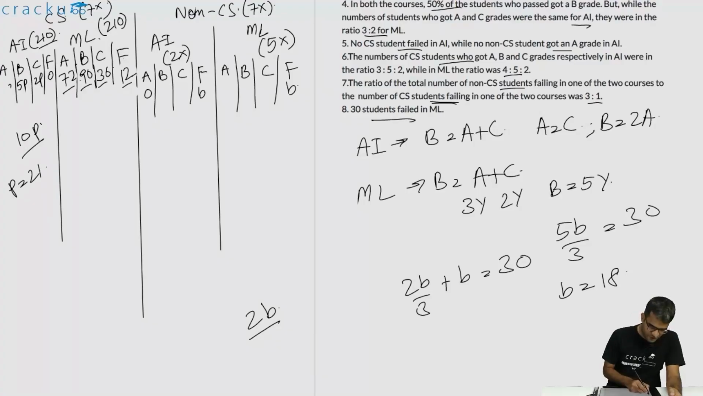So the number of students who got A grade is 63. Who got B grade is 105. And who got C grade is 42. Now we know that 7x is equal to 210, so x is equal to 30. So the number of non-CS students who took AI is equal to 60, and ML is equal to 150. B is equal to 18, so this is 18 and this is 18.